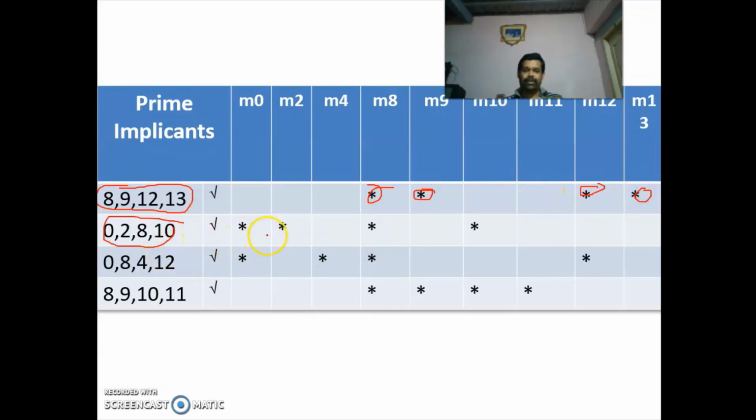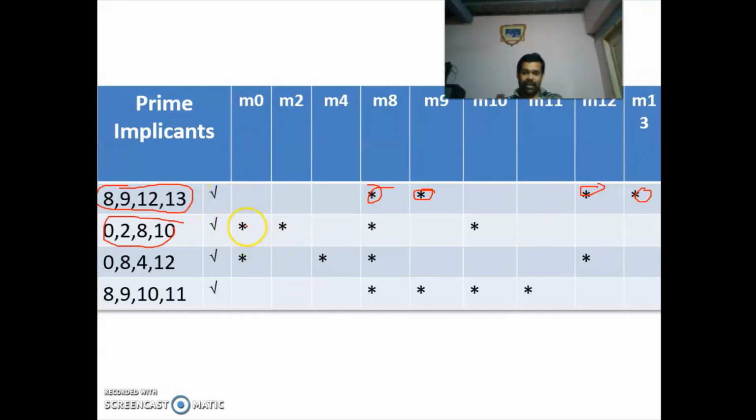Similarly, 0, 8, 10, then 0, 8, 4, 12, then 8, 9, 10, 11. So you put stars. After that, you check each and every column. If any particular column has only one star, you put a tick mark corresponding to that row.